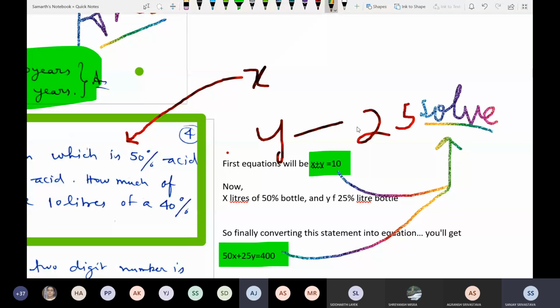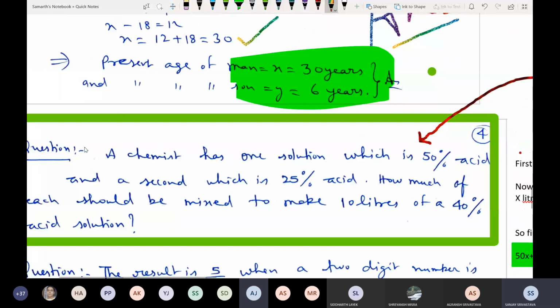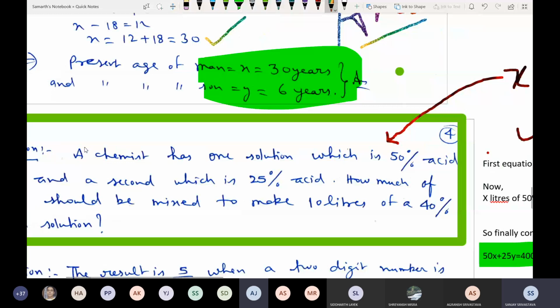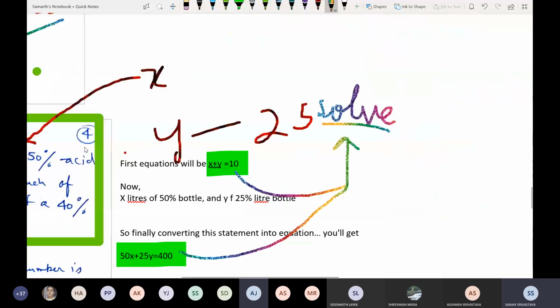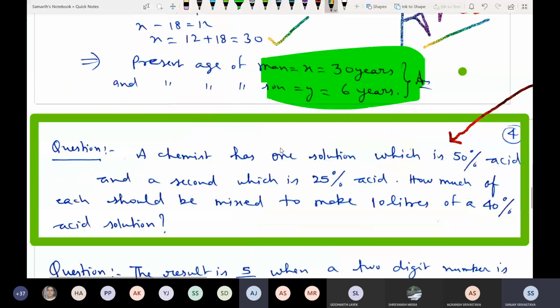When you solve these two equations, x plus y is equal to 10 and 2x plus y is equal to 16, you will get the value of x as 6 and the value of y as 4. That means 6 liters of 50% acid solution and 4 liters of 25% acid solution are to be mixed to obtain 10 liters of 40% acid solution. Have you understood this properly, boys? Yes, sir.